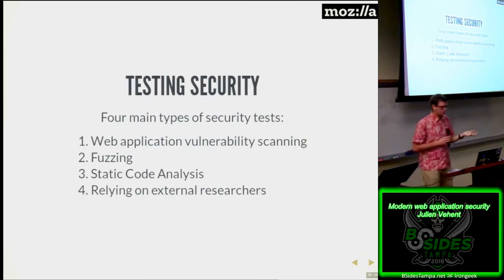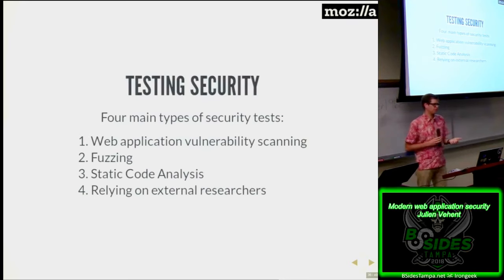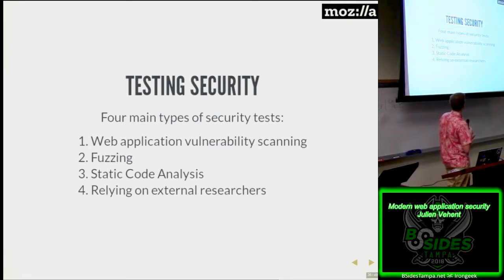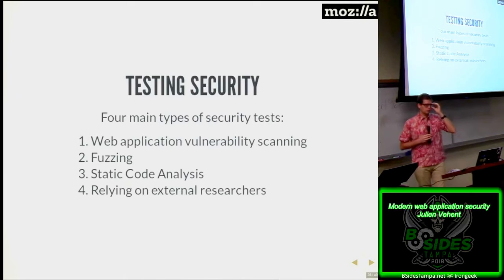The first one, of course, web application vulnerability scanning. So I'm fortunate enough to have the lead developer of ZAP in my team, Simon Bennett. So we do use ZAP quite a bit. And obviously, we get the benefit of the entire OWASP ecosystem. So it's a great tool. But there are other problems that ZAP doesn't solve. And I'm going to talk a bit about fuzzing and static code analysis, but also relying on external researchers, because I think that's very important.